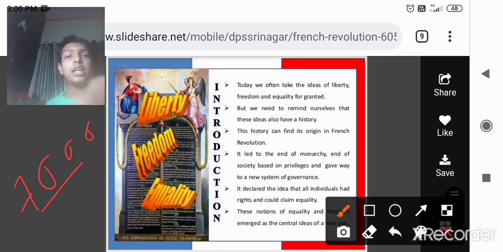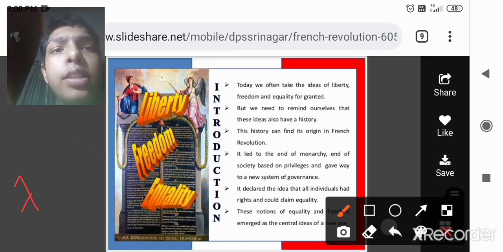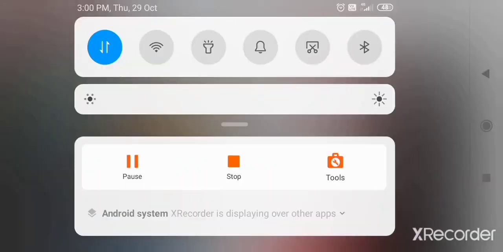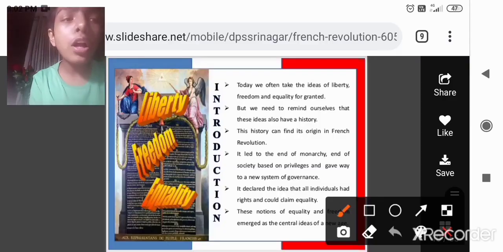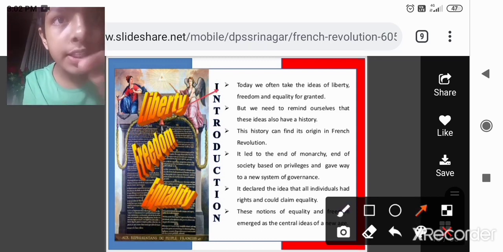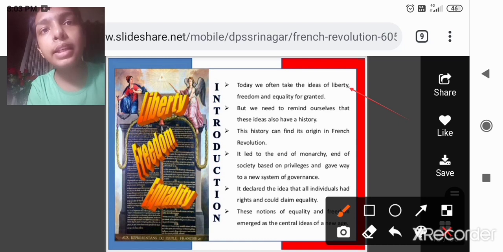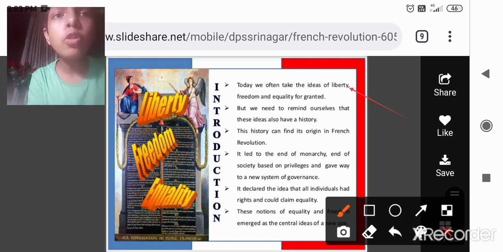Now we are going to come to the introduction of the chapter, the French Revolution. Just a minute, wait guys, let me remove all this. Yes, so now we are going to talk about the introduction of the chapter. I hope you are able to see the arrows. The first point is, today we often take the ideas of liberty, freedom and equality for granted, right? We, this new generation, take it that liberty, freedom and equality are granted, gifted.